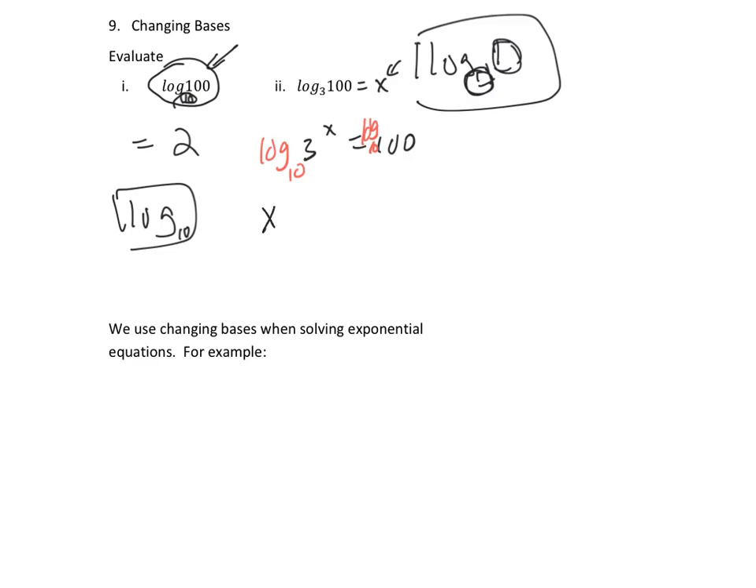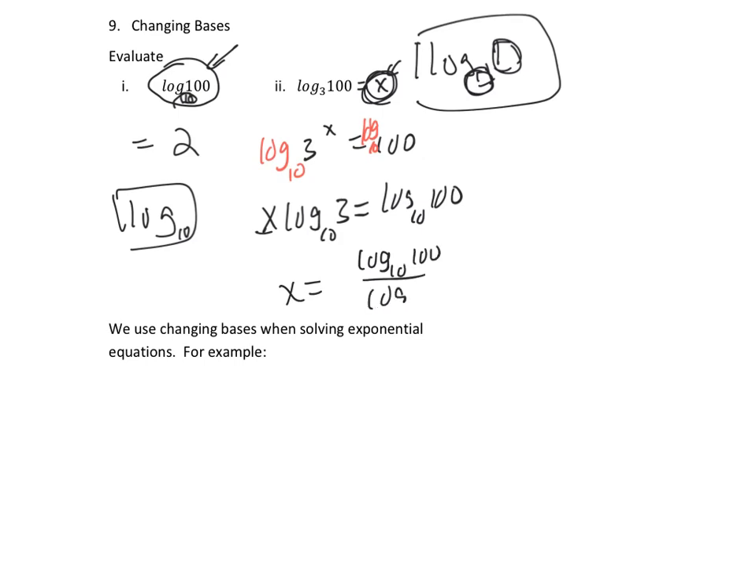So in other words, we have x log base 10 of 3 is equal to log base 10 of 100. And we know that on our calculators, you can get the number for log base 10 of 3 and log base 10 of 100. In other words, I'm going to isolate for x because keep in mind we're looking for x. We have log base 10 of 100 over log base 10 of 3. And if you put this in your calculators, you end up getting the following.